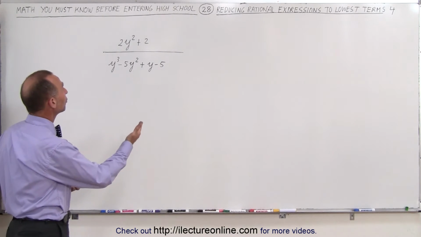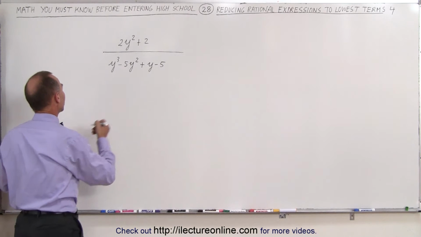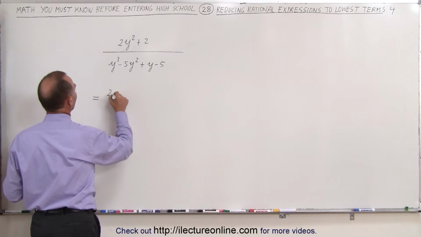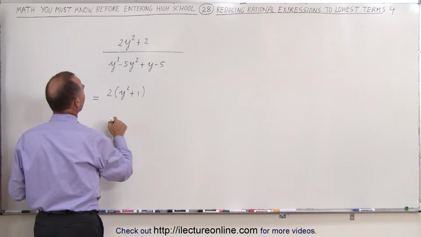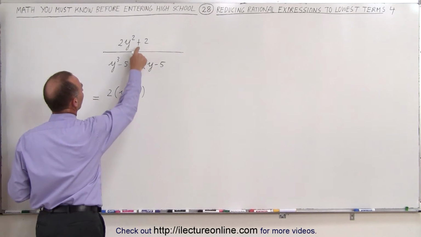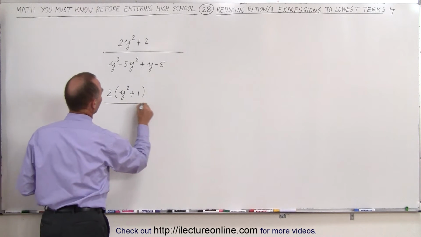In the numerator, at least, we can factor out a 2. So let's start with that. So this is equal to 2 times, and what we have left is a y squared plus 1. Again, if you multiply this times this, you end up back with the numerator you started with.